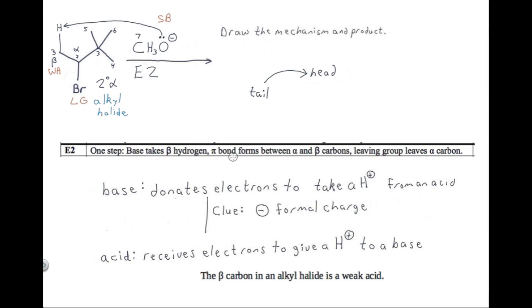Now we have to draw an arrow to show the pi bond forming between alpha and beta carbons. Well, remember that a hydrogen can only have one bond at a time. If this hydrogen is going to form a new bond to this oxygen, the hydrogen will have to break its bond with carbon 3.